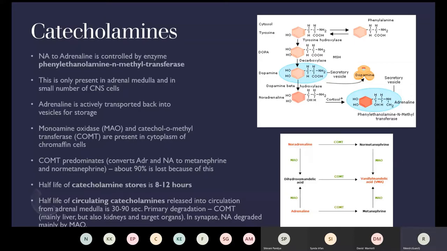The half-life of catecholamine stores is about 8 to 12 hours, but when the actual catecholamine is released into the circulation from the adrenal medulla, it's very short-lived. It lasts 30 to 90 seconds. And primarily the noradrenaline and adrenaline are degraded by COMT. That mainly happens in the liver, but also happens in the kidneys and target organs. Whereas in the synapse, noradrenaline is degraded mainly by MAO.